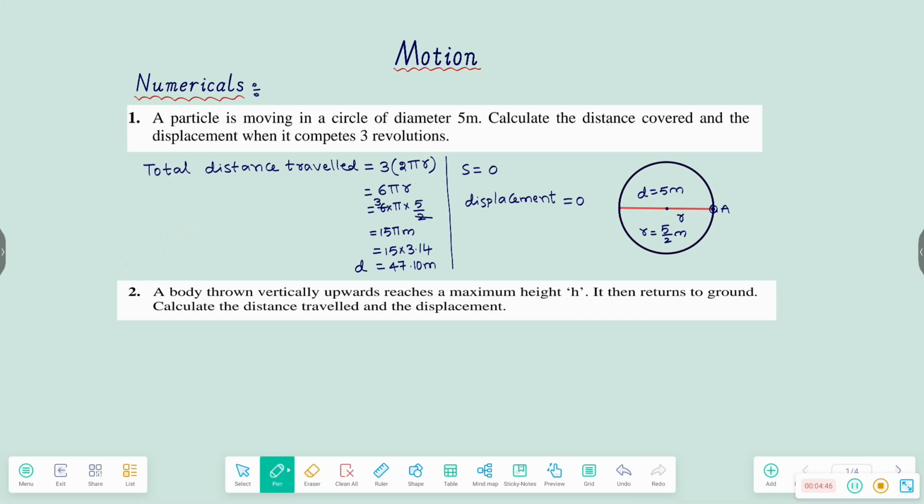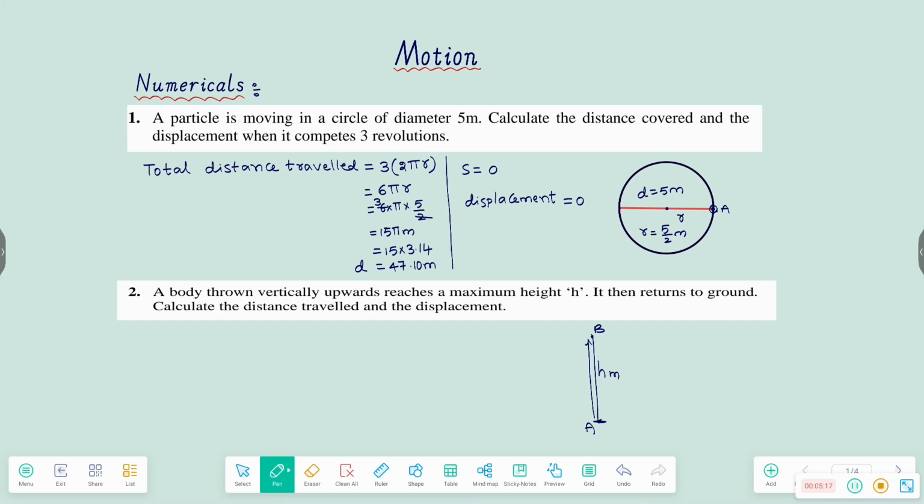Now let us see the next question. A body thrown vertically upwards reaches a maximum height h. It then returns to the ground. Calculate the distance travelled and the displacement. Here the height is not given. Let us take this point as the ground, A, and this point B where it reaches maximum height. So this will be the distance traveled by the object. Let us take it as h meters. So when it is going up, what is the distance it is traveling?